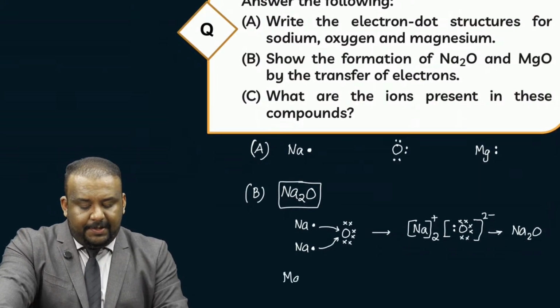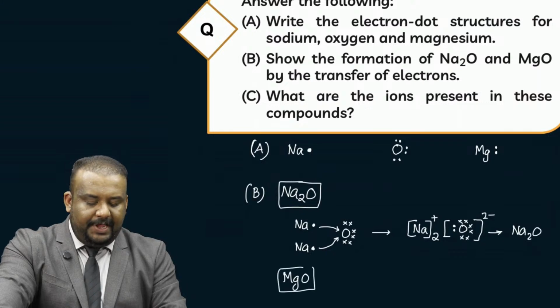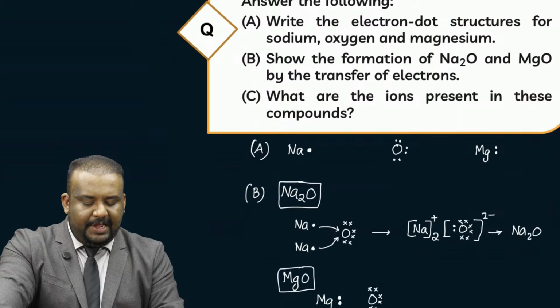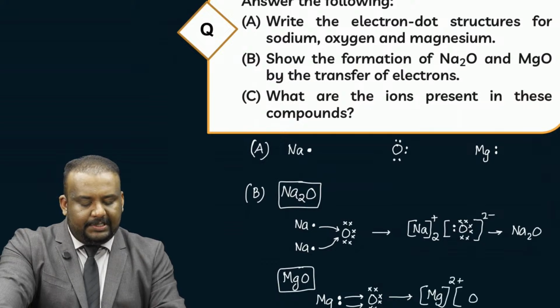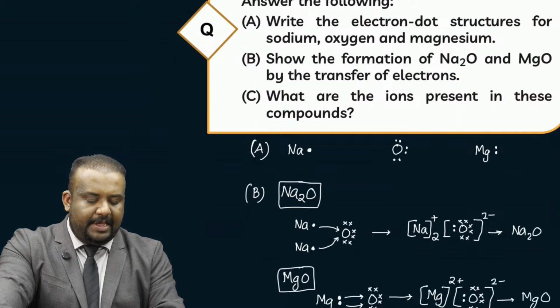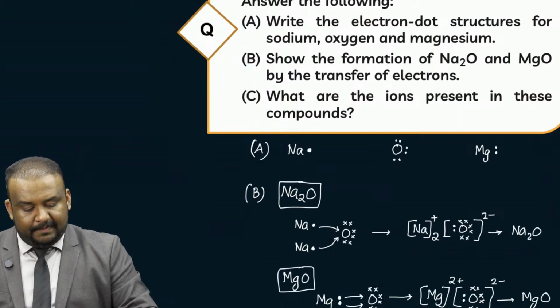Now, MgO also they asked. MgO is also very easy. MgO is 1 magnesium and 1 oxygen. Mg has 2 valence electrons. Oxygen has a total of 6 valence electrons. So with 1 Mg and 1 O, it's sufficient. So 2 electrons will be transferred. Mg will now have 2+ charge. Oxygen will now have 2- charge. So balancing the charges, we get MgO as the formula. Clear?